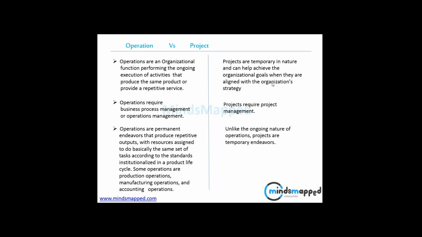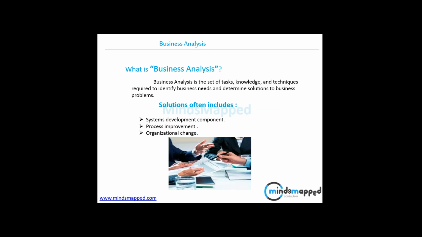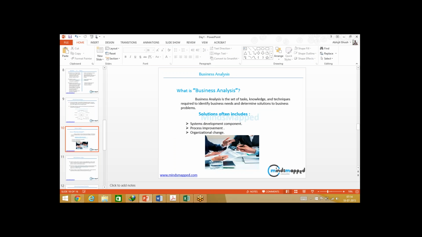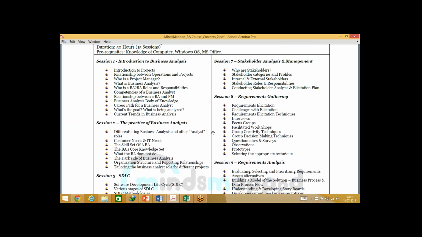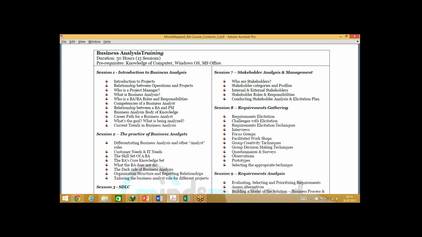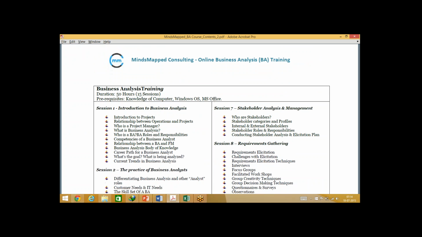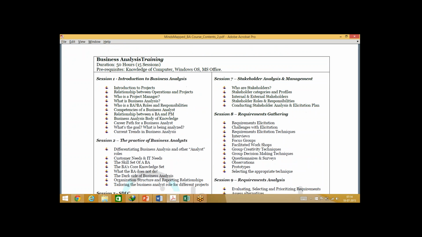Okay, now we can move to business analysis. Before that, I think you are aware of the training session, right? What exactly we are going to cover in the training and how we are going to do that. Let me give you a highlight of the same as well. If you look at the overall course material that we have, we are going to cover these sessions and these topics.